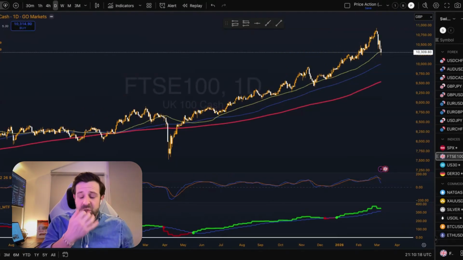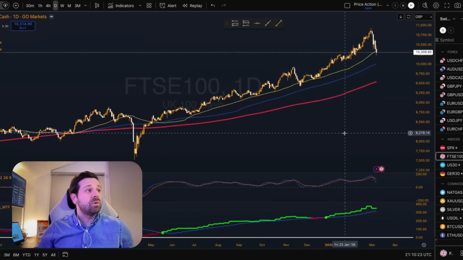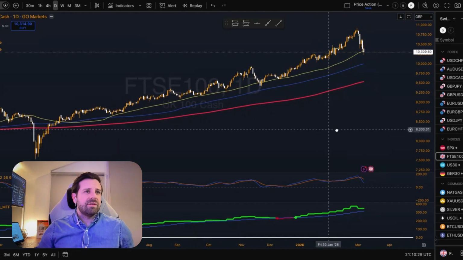I'm not saying you should short the market by any means. I'm not saying that you should do any of this. This is purely my own analysis, of course, and you should do your own. But I always find it's interesting to see what other people do.